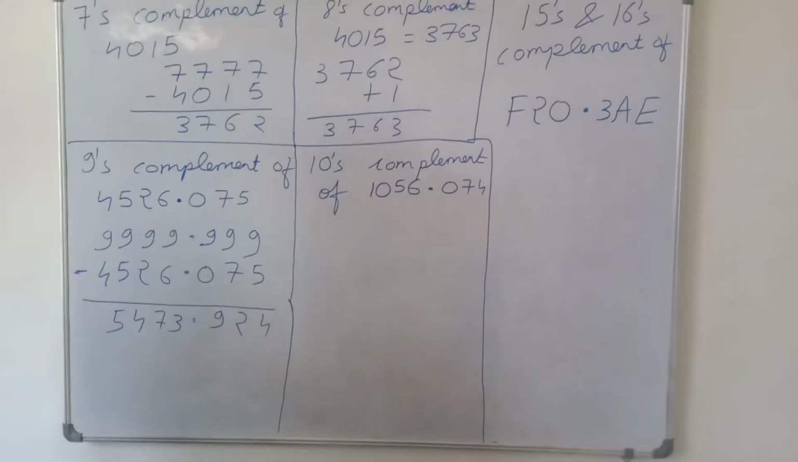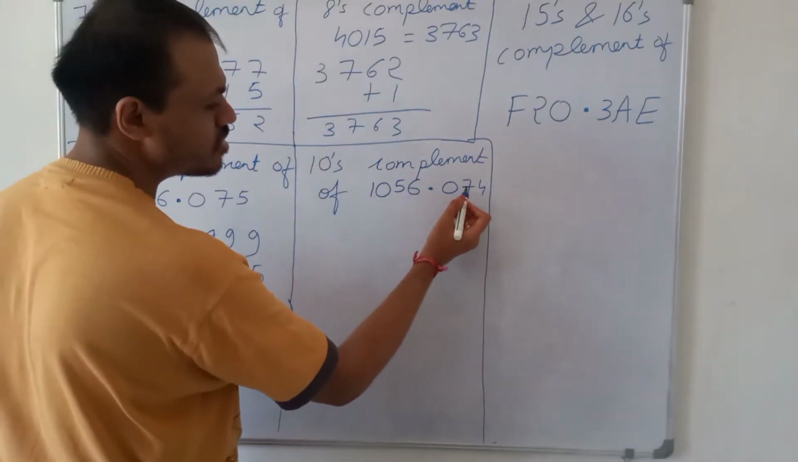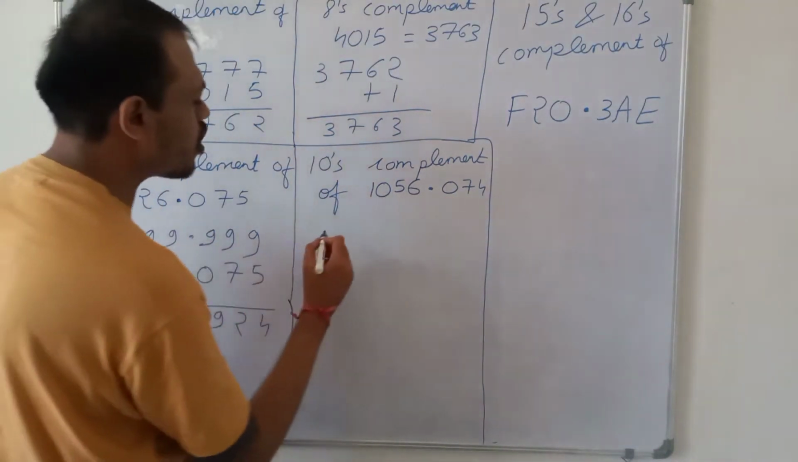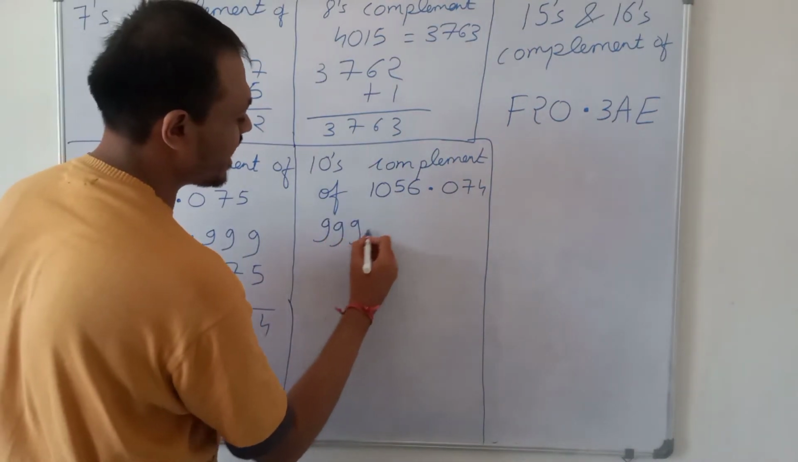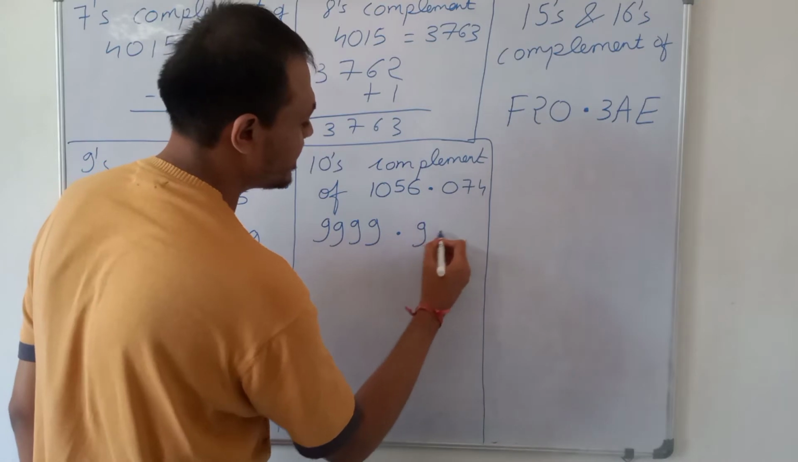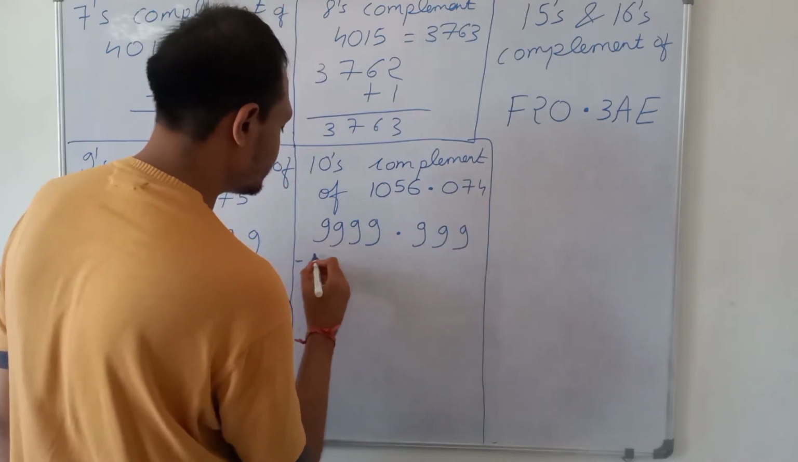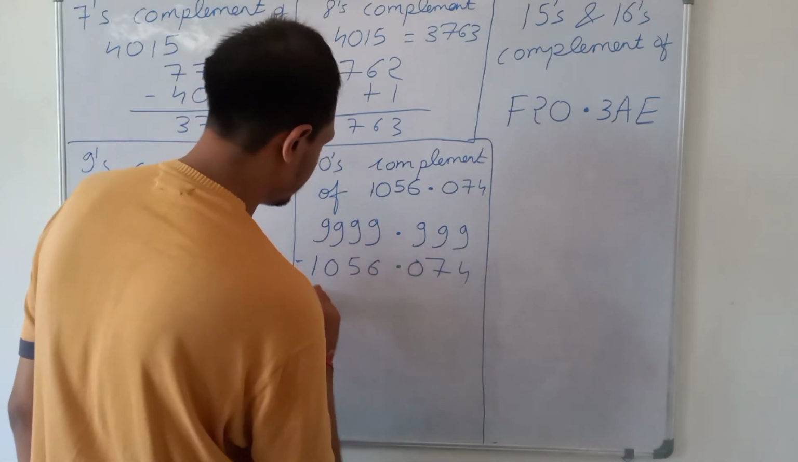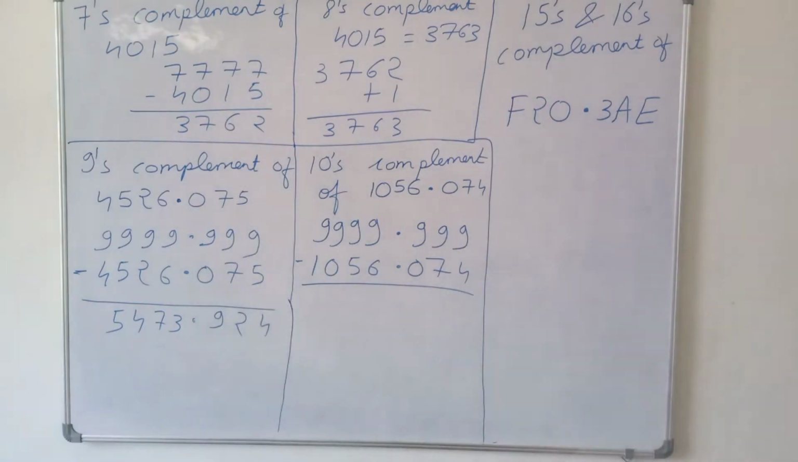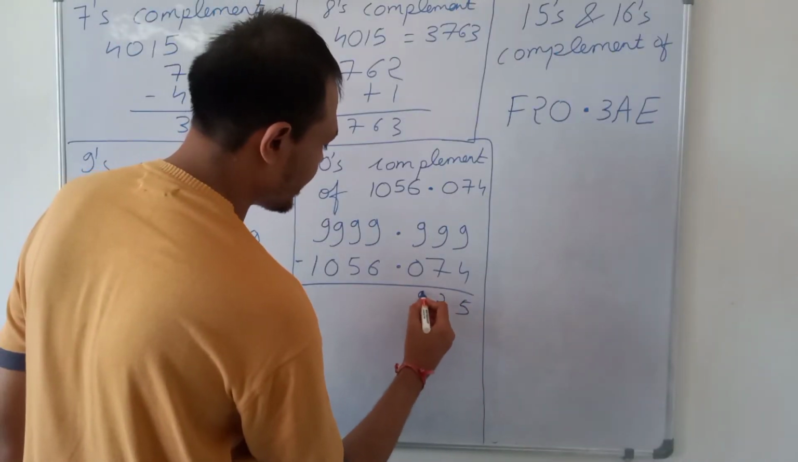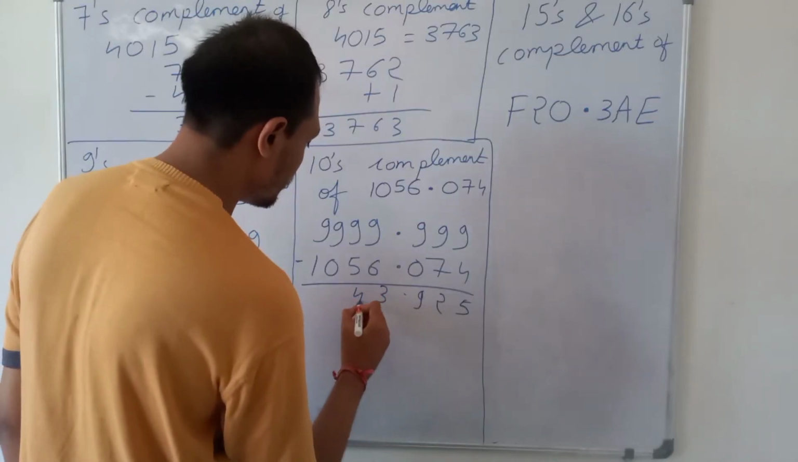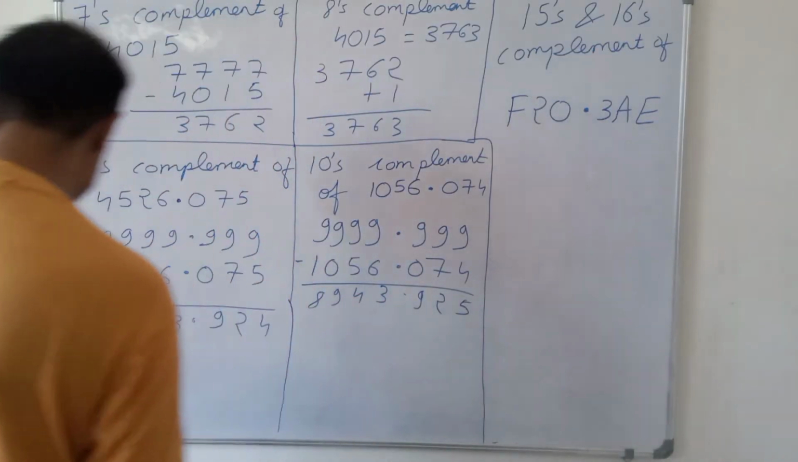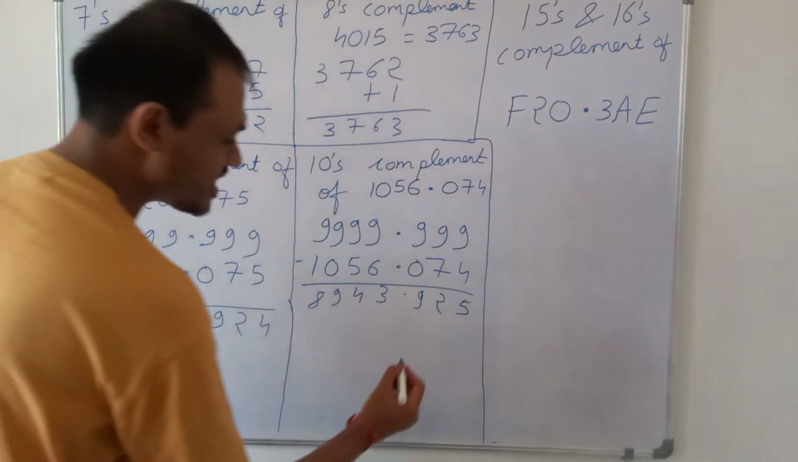Now we have to find the 10's complement of 1056.074. So the trick is to first find the 9's complement. So 9999.999 minus 1056.074. So we will get the 9's complement. The 9's complement will be 8943.925.